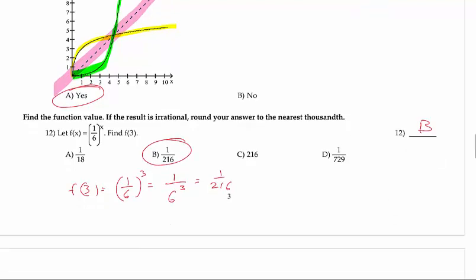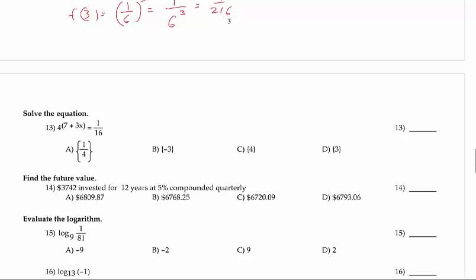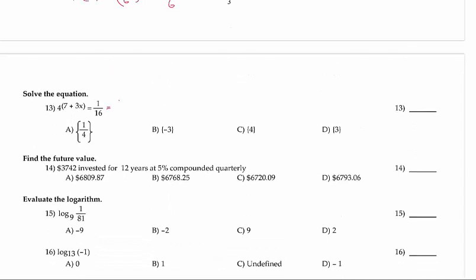All right, onwards and upwards. Let's take a look at this guy right here, number 13. In order to work this one, you've got to get the bases to be the same. We note that 16 is 4 squared. So 16 is the same thing as 4 to the -2 exponent. And since we've got these guys with the same base, we can set the exponents equal to each other.